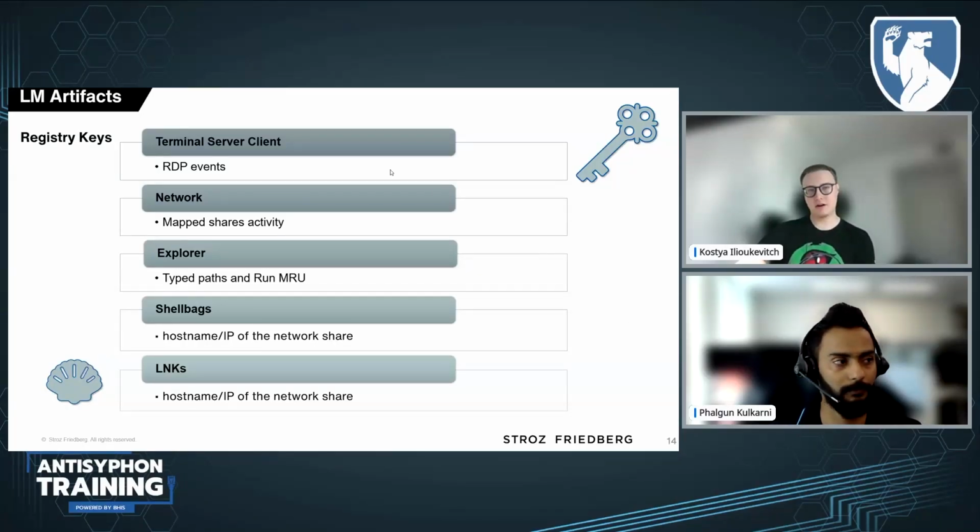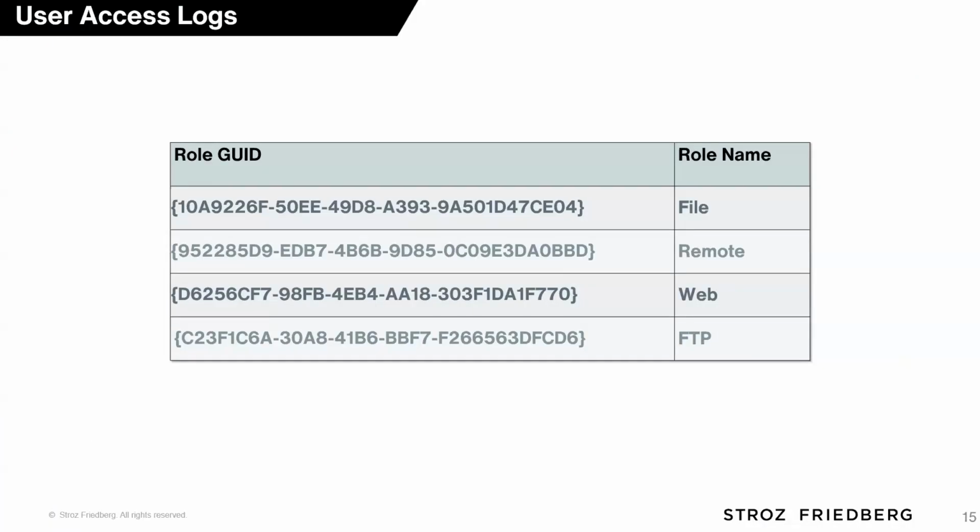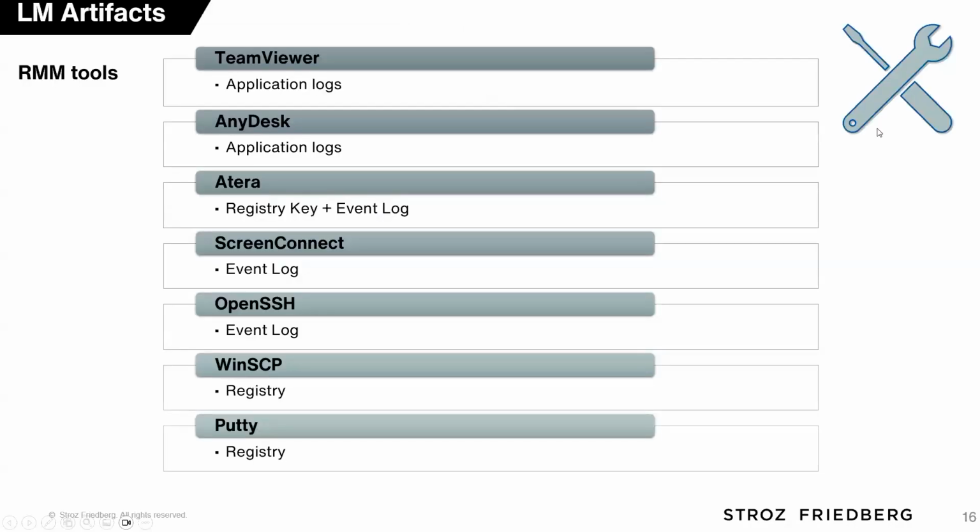The other artifacts that we do have: user access logs, one of my personal favorites. The only roles that we do consider within Lambda are file, remote, web, and FTP. File will be the most common that you will find across your investigations, but it can be a very, very rich data set, especially when event logs have been cleared, are not available, or have rolled over.